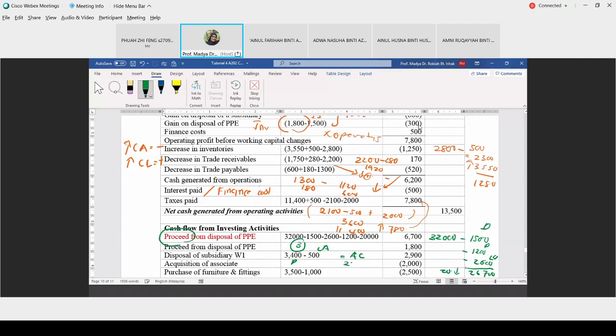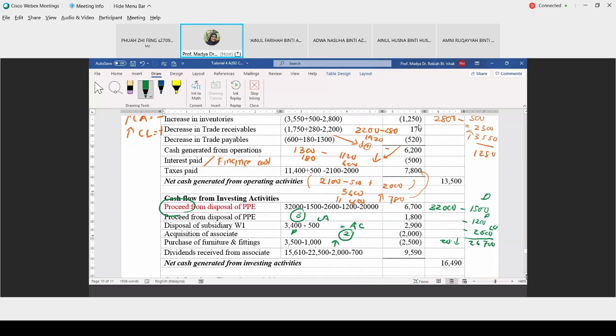Acquisitions of associates here is item number 2. Acquisition, so minus here. Purchase of furniture and fittings: there is no additional information for furniture and fittings, so you just compare between the beginning balance and the ending balance. Beginning balance is 1,000, the ending balance here is 3.5. So there is an increase by 2.5. Increase means that you purchase those items.